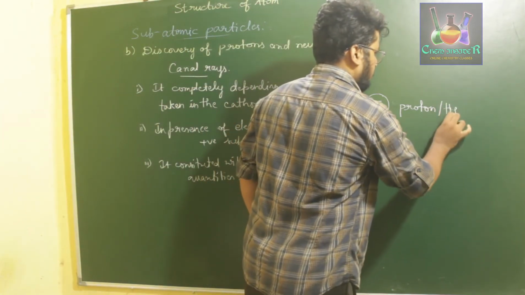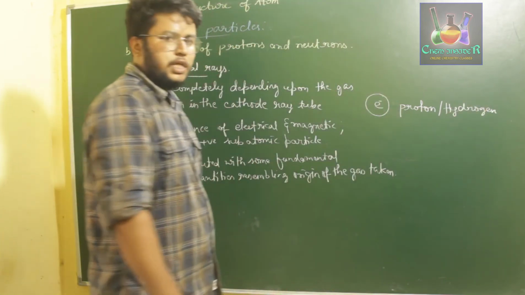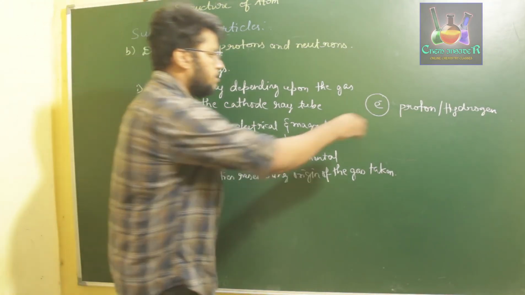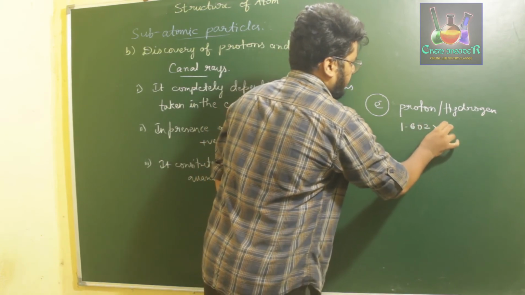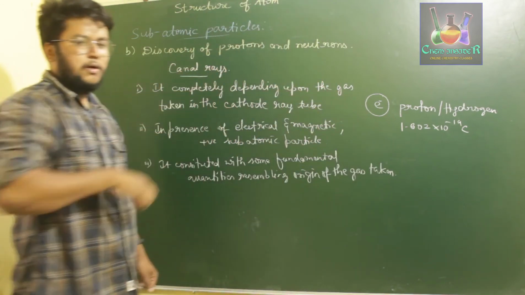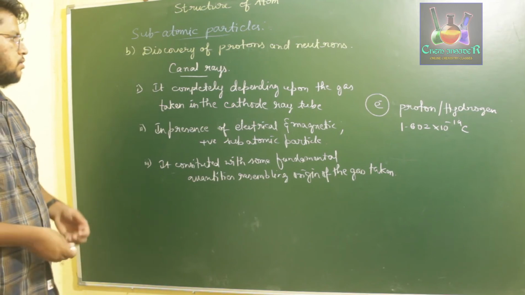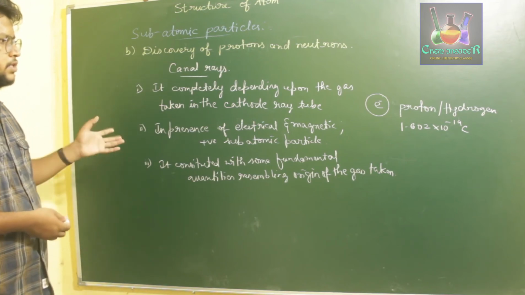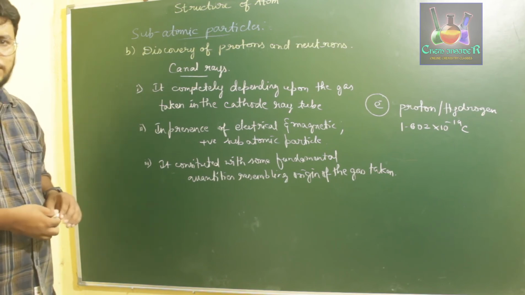Proton or hydrogen atom. So the hydrogen atom or proton is said to have a charge opposite to that of the electron, that is plus 1.602 into 10 power minus 19 coulombs. So the charge of proton was 1.602 into 10 power minus 19 coulombs. So this is about the discovery of proton. Using these theory concepts, we observed that we have protons and electrons.